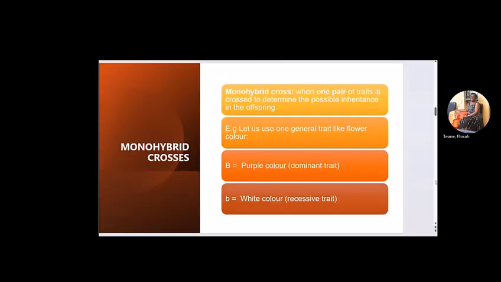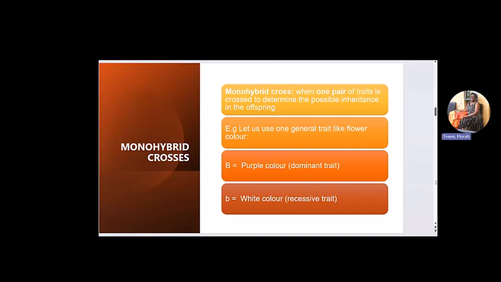Right. As indicated, we're looking at part one of genetics. We're focusing more on monohybrid crosses. These crosses are used to understand all three laws by Gregor Mendel. The word mono means one.